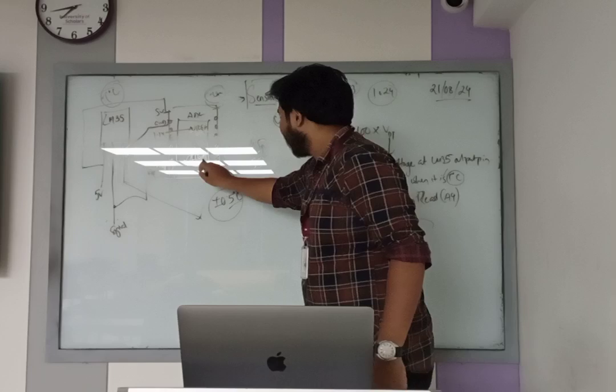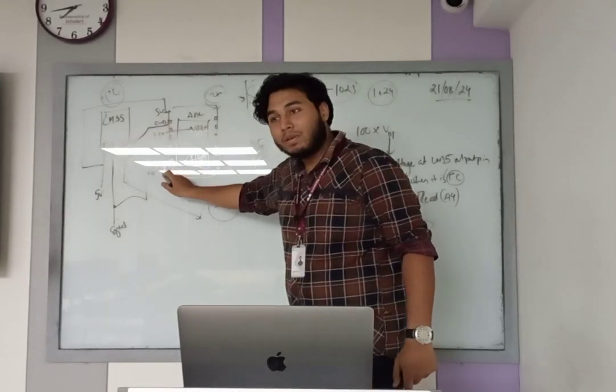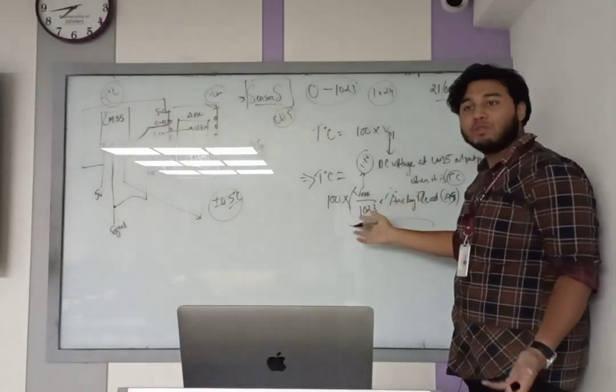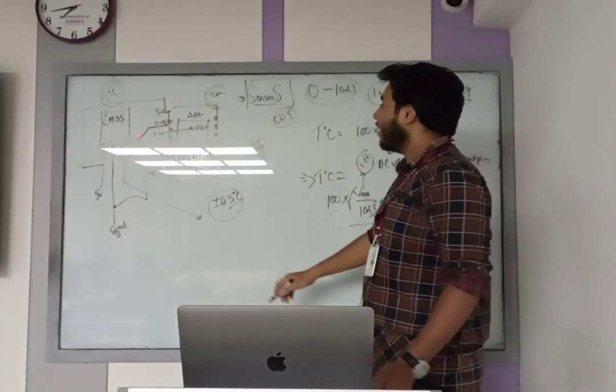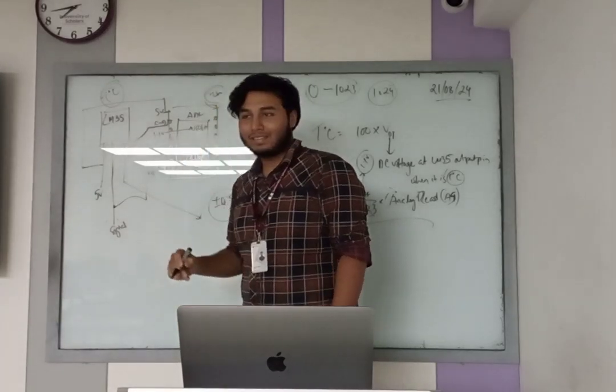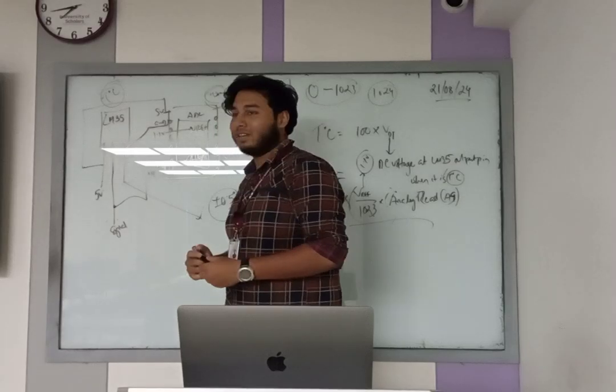So if it comes to channel 5, then what will be the analog pin number? A5. So what will be the changes over there? A5, and everything will be the same, because you are not going to change the LM35. You are not going to build another sensor like LM36. It's not going to be possible over there.